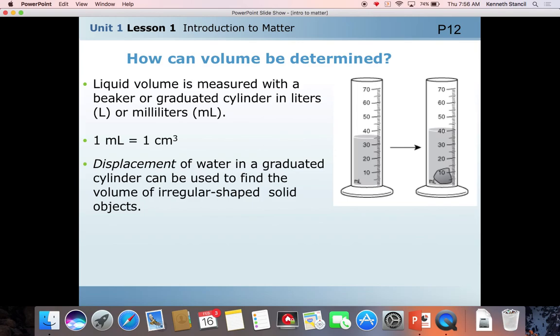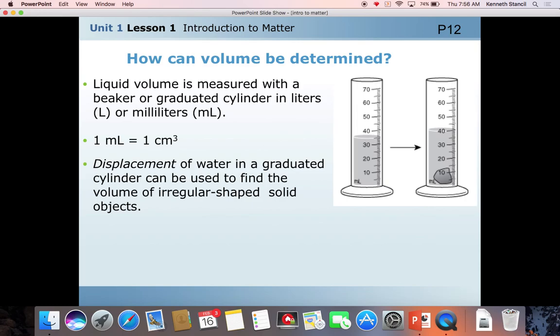What do you think the word displacement means? If you dislocate your shoulder, what happens? It's in the wrong place. It's moved out of its normal position, right? So what do we think displacement means? Wrong place. It's been moved. Okay?